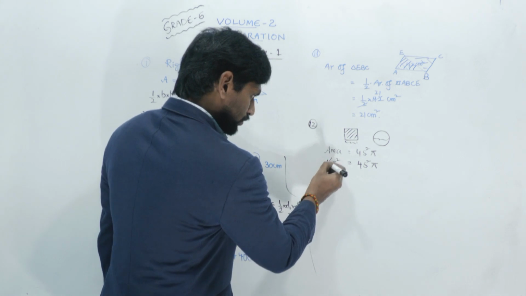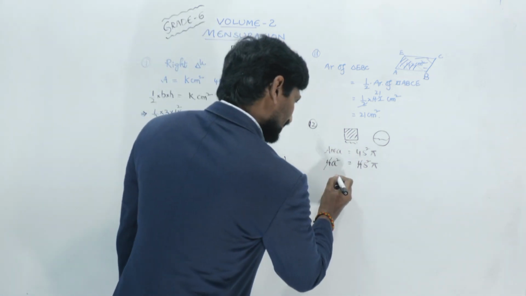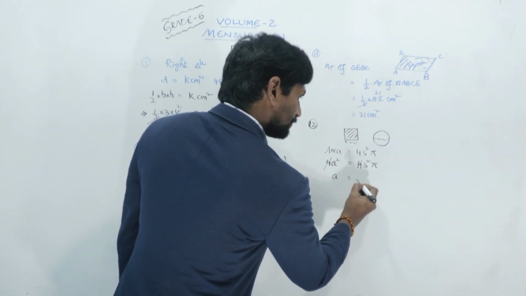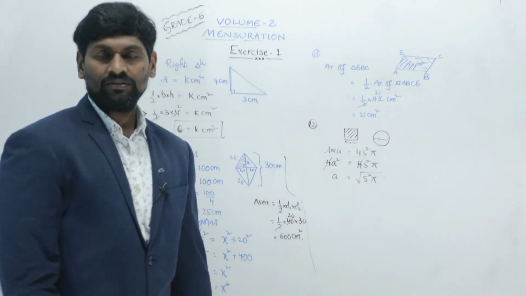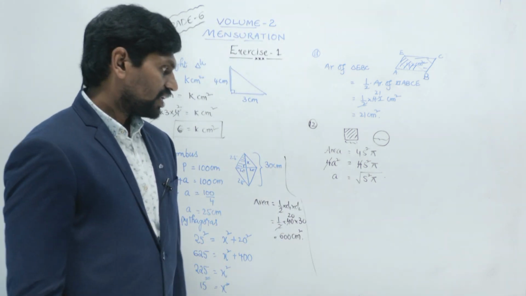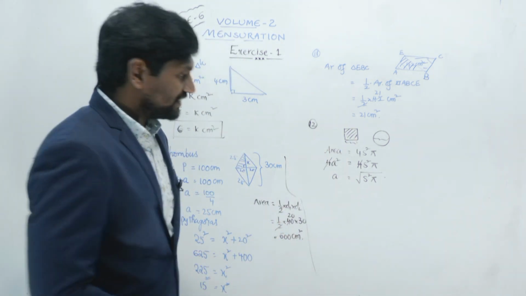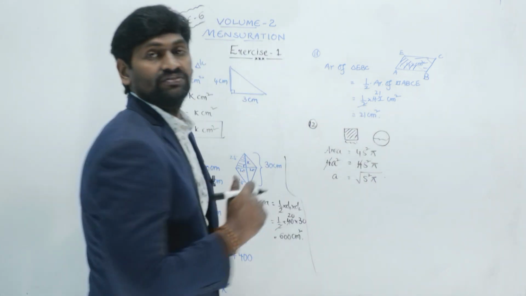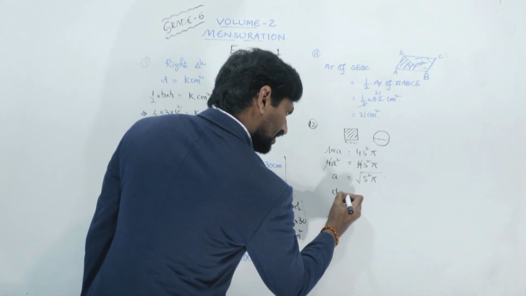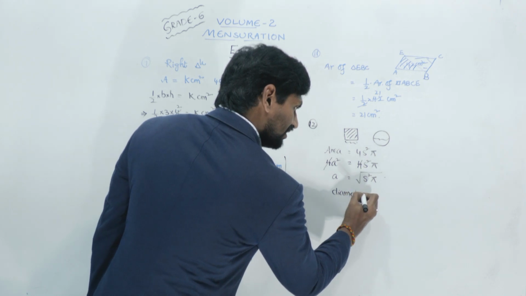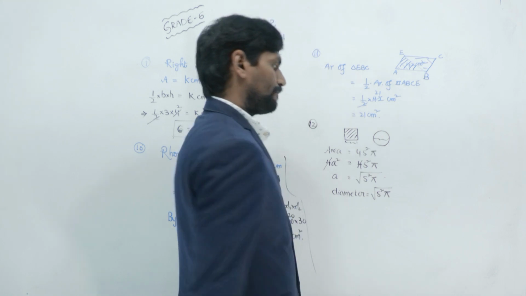So both sides 4 can be cancelled. I need to find the value of a. A is equal to the square root of s square pi, transposing that side. According to the problem, the side and the diameter of the circle are both the same. So in the place of a, we can write the diameter of the circle. So the diameter of the circle is also the square root of s square pi.